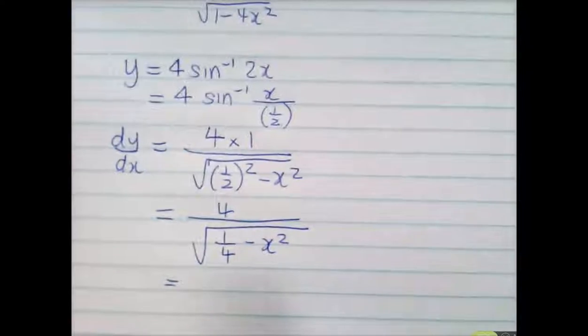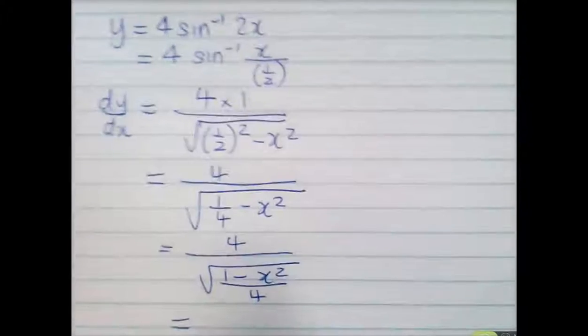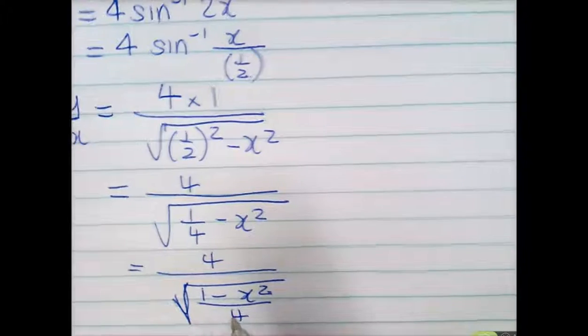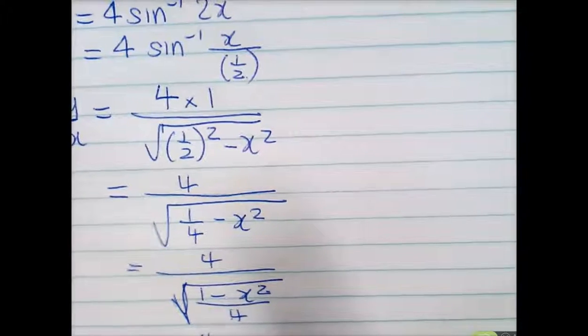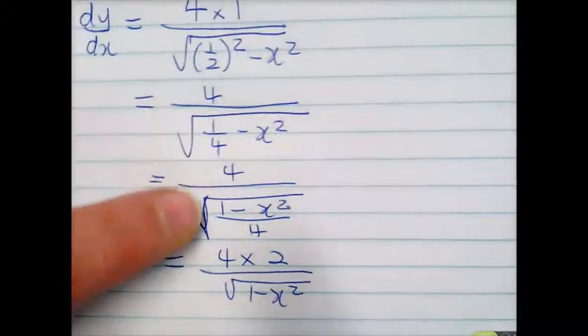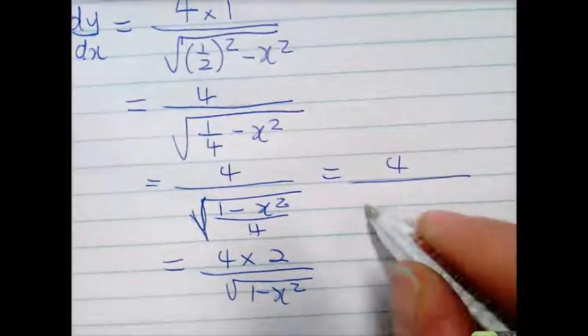Now what do I have to do? Common denominator. Do you really want to use this method? 1 minus x squared on 4. The square root of 1 minus x squared stays the same. The square root of 4 is 2. I have to end up putting that 2 up there because I'm dividing by 2. See, it's 4 divided by the square root of 1 minus x squared over 2. We don't want to do this method, girls.